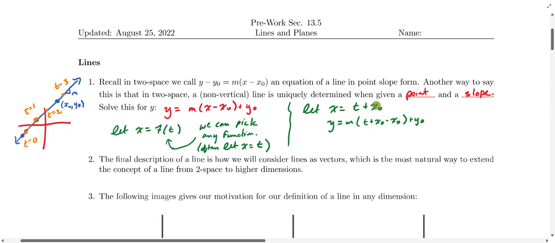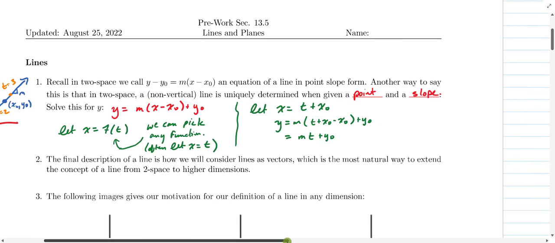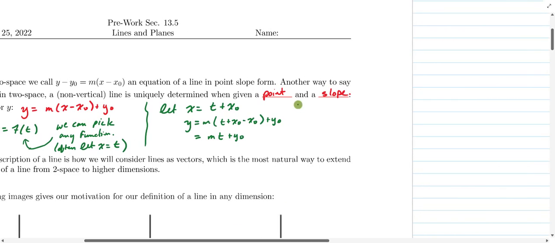I had a choice of what function of t I wanted to put there, but once I did that, then I had to replace the x in my function for y in terms of that parameterized variable. Okay, cleaning that up slightly, that would give me y is mt plus y naught. Okay. So I've got these two equations here. X is equal to t plus x naught, and y is equal to mt plus y naught.